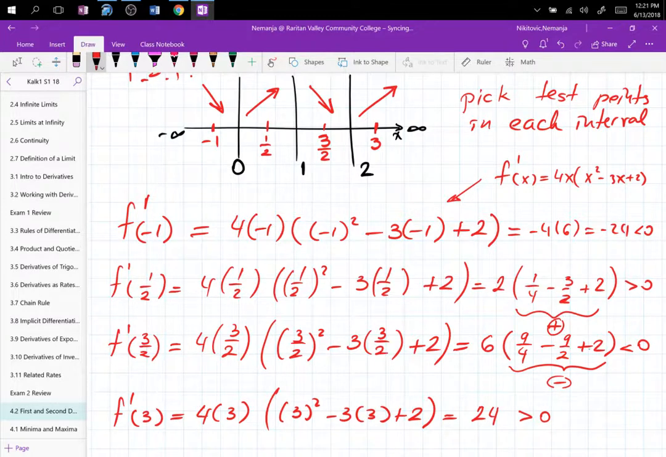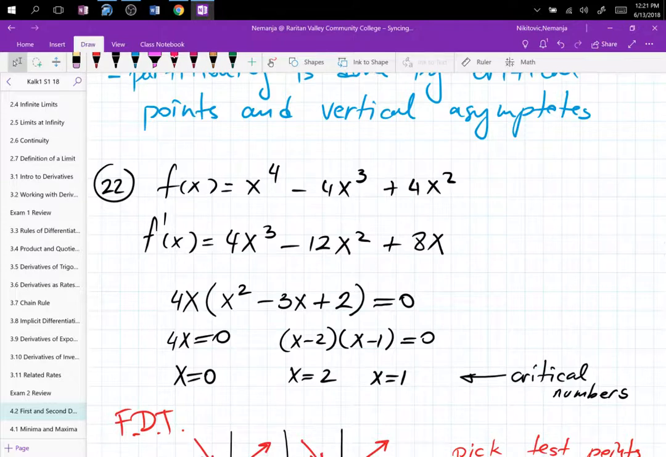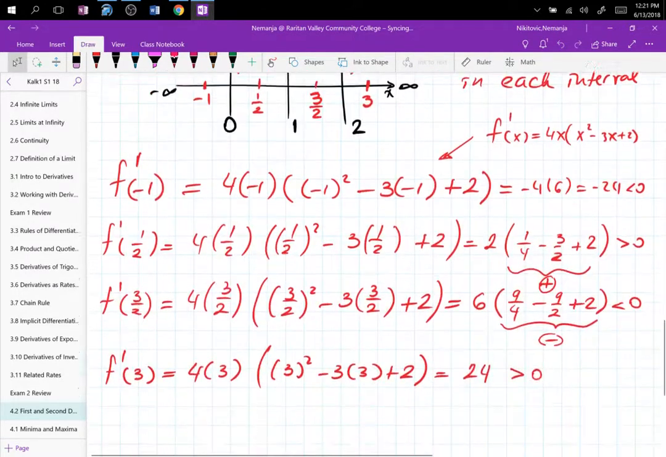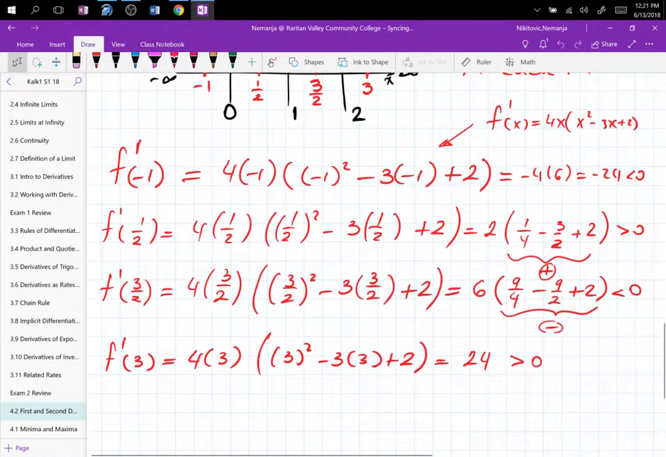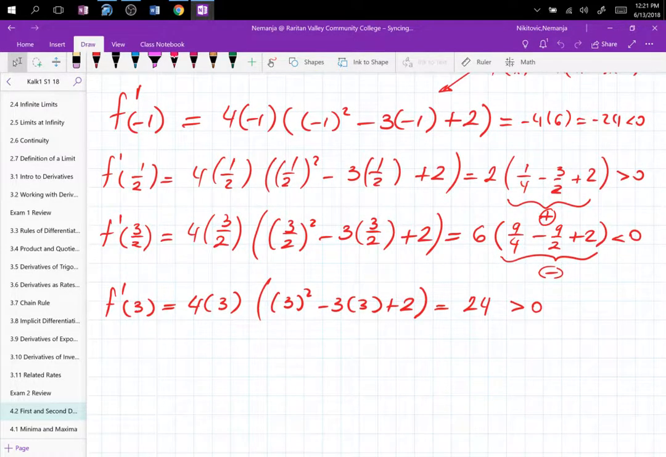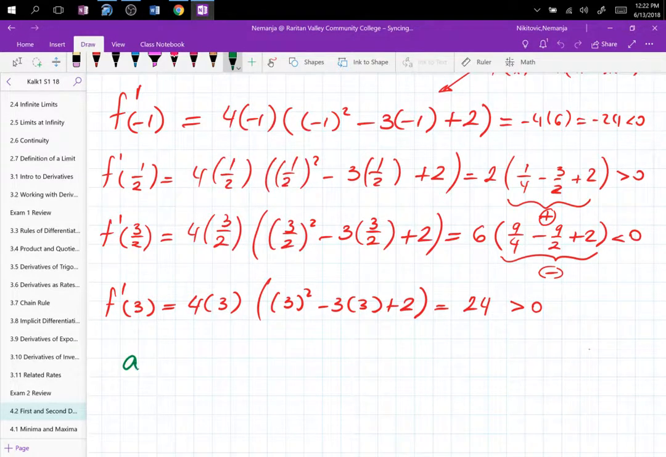Now, I calculated critical numbers, did partitioning, did calculations, populated my arrows, and it's finally time to write the answer. Do you want your full points? Well, you better write the answer to the question. Let's do it green. Whatever. So what's the answer?